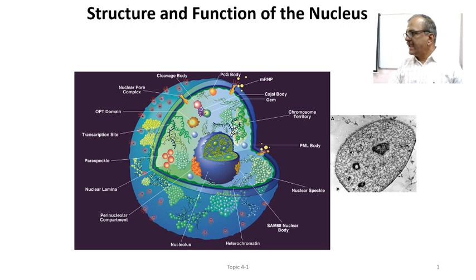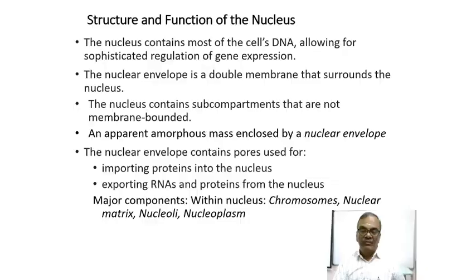Then the nucleolus is also important, where various types of functions occur. For that, how are the proteins moved in and out? In the membrane there are many pores, and they form a complex. That complex is called the nuclear pore complex. Okay, so we will see one by one.